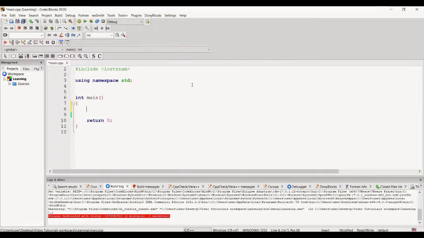Hello there guys, in this lesson we'll learn about the unary operators, the arithmetic operators, and the assignment operator. So without further ado, let's start.